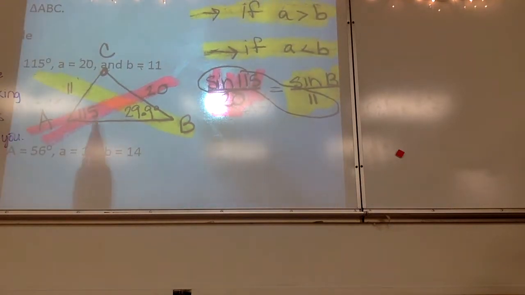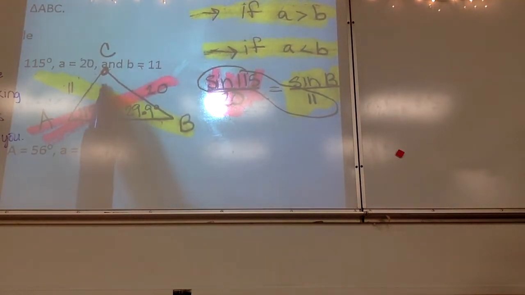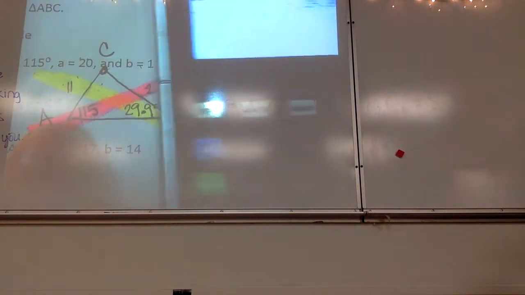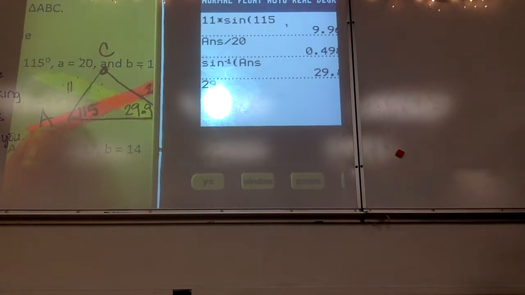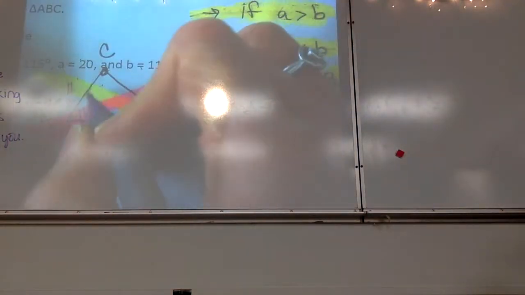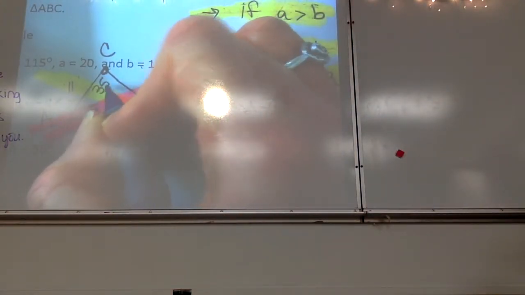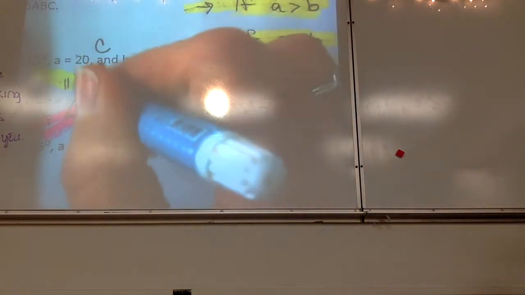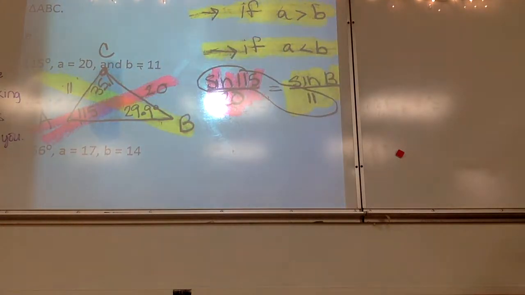All right, so now that I have angle A and angle B, can I find angle C? Yeah, subtract it from 180. So 29.9 plus 115. Subtract from 180 means my angle here is 35.1. Did I lose somebody? Okay, I'll slow down. And then we do the other side again. Good. So 35.1 just came from subtracting from 180.